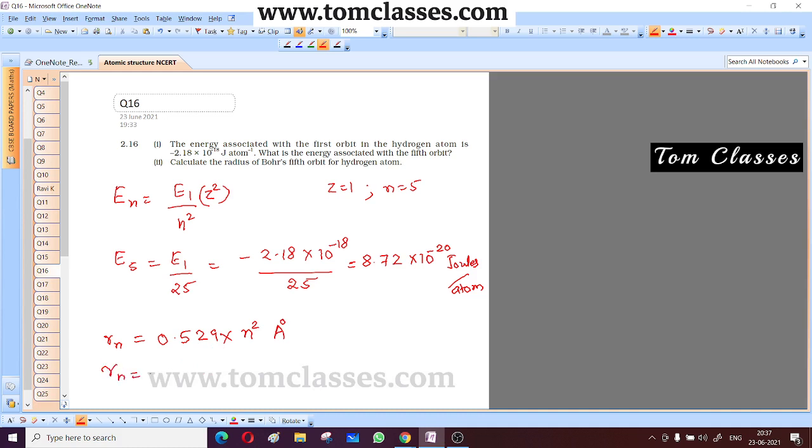So what is Rn? It is 0.529 into the fifth orbit, multiplied with 25 angstrom. So this is going to be the radius. Let's see this. 0.529 multiplied with 25 is 13.225. So the value is 13.225 angstrom. Is that okay?